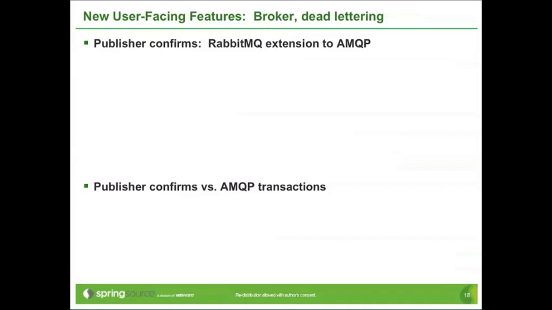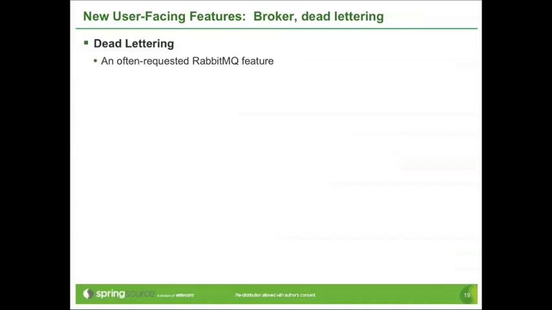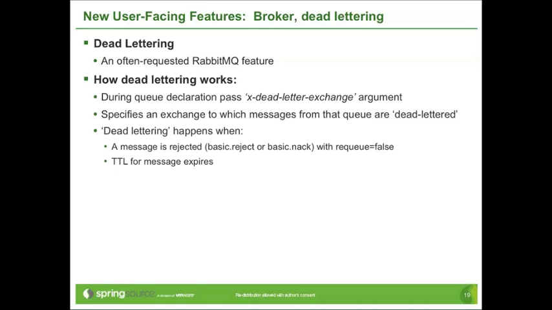The next new feature, dead lettering. Dead lettering has been an often requested RabbitMQ feature over the years. In the past, it's been possible to get most of what you want from dead lettering out of a RabbitMQ feature called alternate exchanges, although now we support it as a first-class entity. So how does dead lettering work? When you declare a queue, you pass a custom extension argument specifying a dead letter exchange. The dead letter exchange argument identifies an exchange to which messages from that queue might be dead lettered if something goes wrong with their delivery.